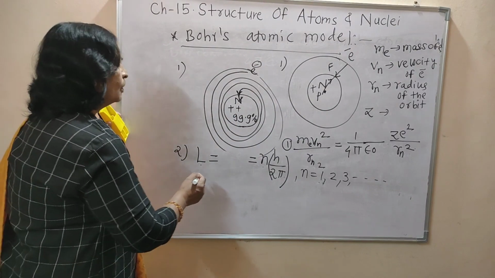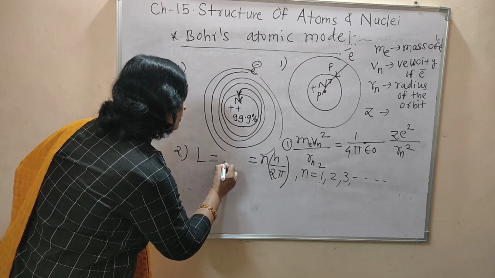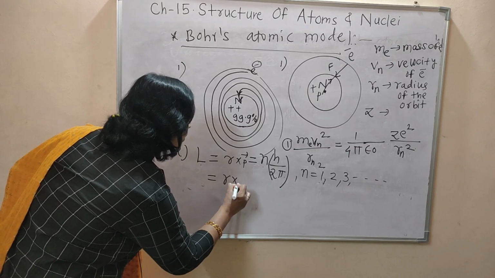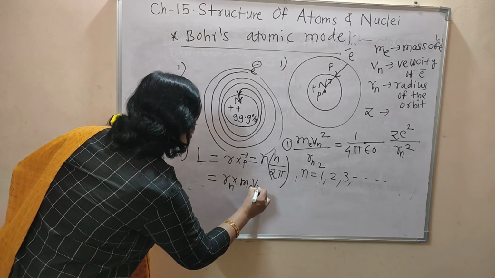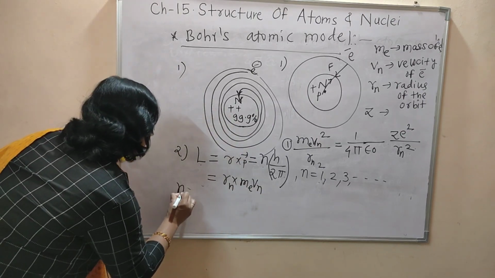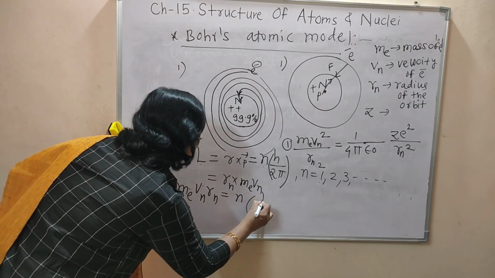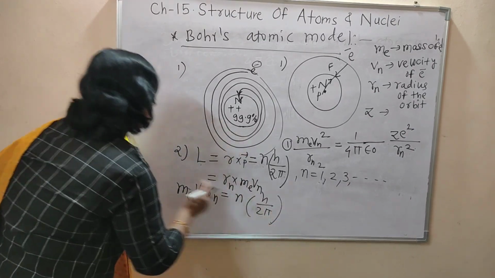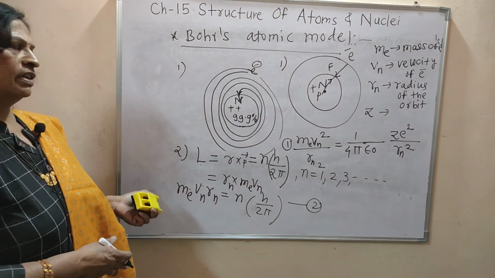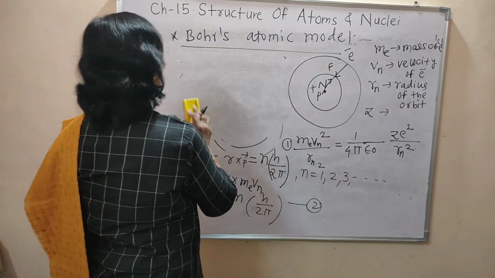Now, we can rearrange this postulate. We know that the angular momentum is nothing but r cross p, and the value of p is nothing but mass into velocity. Therefore, rearranging this, we can write me Vn Rn is equal to n into h by 2 pi, and this is the mathematical statement for Bohr's second postulate. Now, we have to study the third postulate.